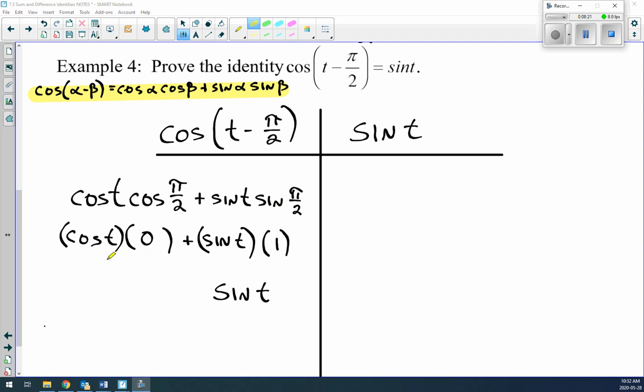Oh, okay. Well, look at this here. Cosine t times 0. What's anything times 0? 0. Okay. Sine t times 1. What's that? Sine t. Oh, so we proved left side, sine t, right there, is equal to the right-hand side, sine t. So it's just a matter of doing this step. So get yourself organized. Figure out which formula you're going to use and start working through it left side and right side. It doesn't matter which side you pick. Okay?